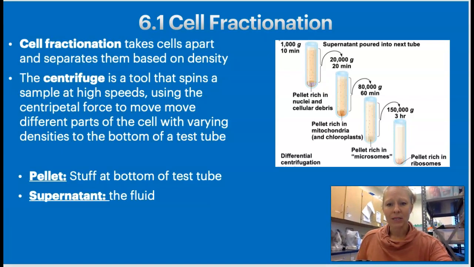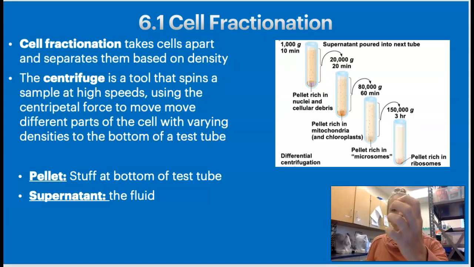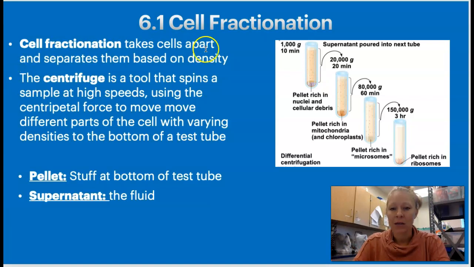What happens is the centripetal force is going to pull the heavier materials to the end of the test tube. And so we can see here after 10 minutes, this is a test tube that's been in a centrifuge for 10 minutes. The heavier materials like the nuclei and the cellular debris are going to form something that we call a pellet at the bottom. The rest of the material is called the supernatant.